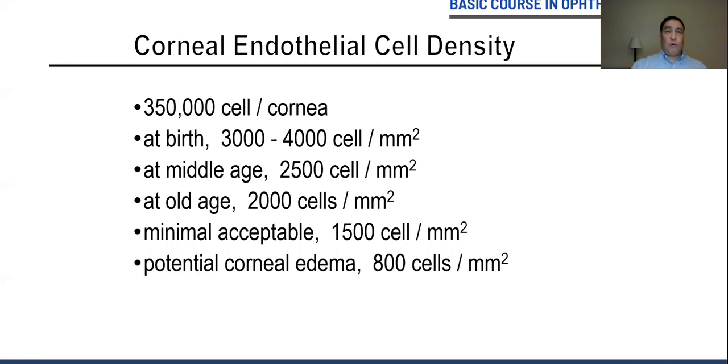So you need to know what's normal. What is the normal corneal endothelial density? Usually we are born with about 350,000 cells for the entire cornea. At birth, that density is around 3,000 to 4,000 cells per millimeter squared. At middle age, that reaches about 2,500 cells per millimeter squared, and at old age, about 2,000 per millimeter squared. Minimally acceptable before our cornea begins to decompensate is about 1,500. And of course, we will get potential corneal edema at 800 or even less.